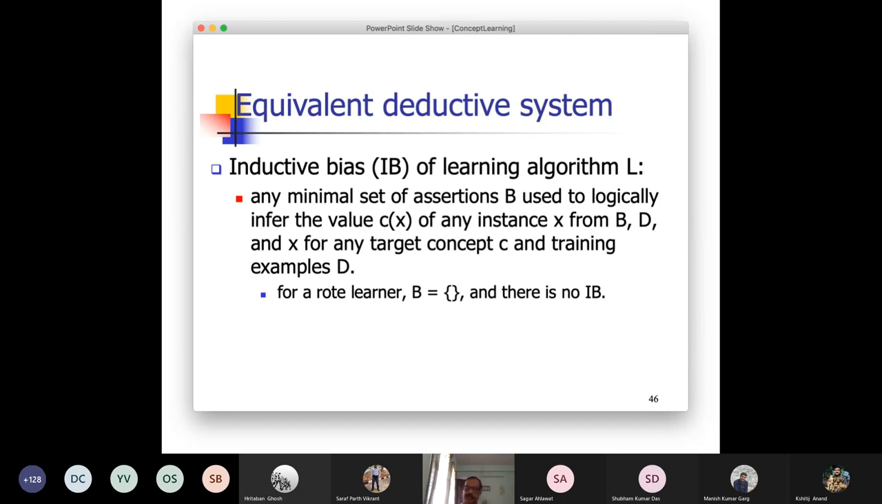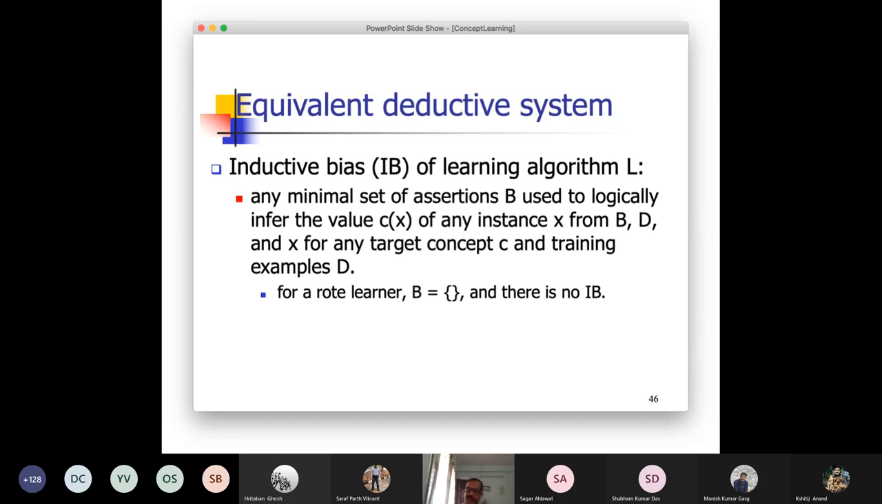So if you have the unbiased learner, which is a rote learner, that means you enumerate every possible instance and also record what the output, the label, of that instance is. That is a kind of rote learner. You have enumerated and stored it, and it is your model. So it's a kind of lookup table model. Once you get an instance, you simply consult your table and get that answer.